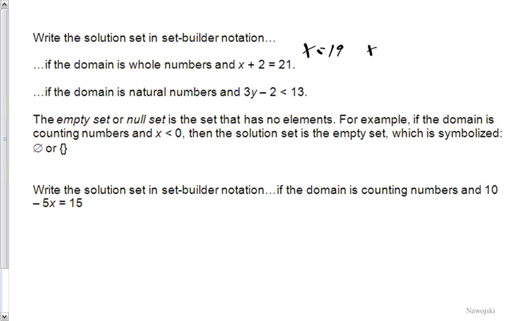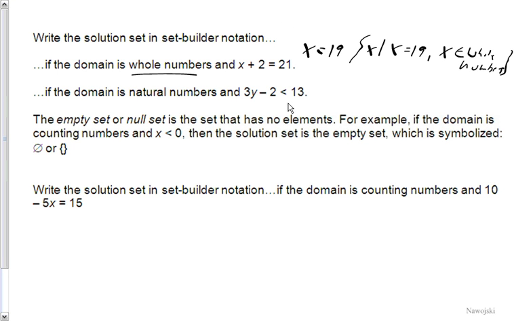x such that x equals 19, and x is an element of what did we say? The whole numbers. We'll just write whole numbers this time. There it is.